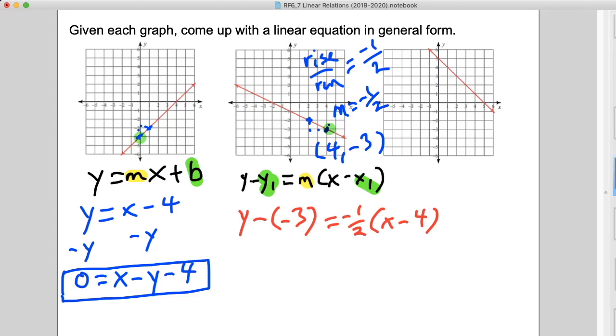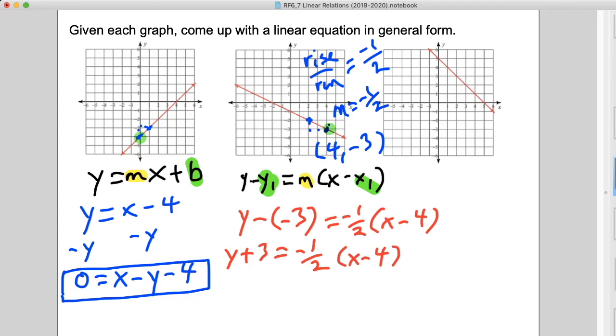So let's clean it up a little bit. y plus 3 is equal to -1/2 times x minus 4. So this would be our point-slope form. So you can see here that we're going to end up having to do a lot more work. Okay, but that's all right.